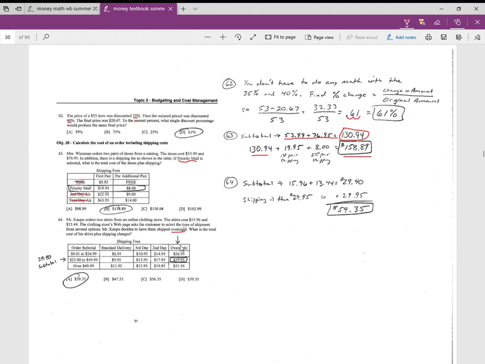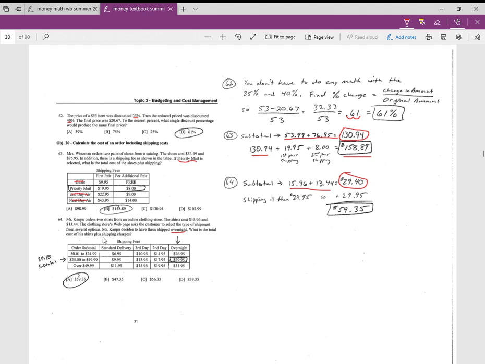So this one doesn't go based on how many items you have. It's going to be based on your order subtotal. First thing, he's buying 2 shirts, so just like the last problem, take the 2 items and add them up. This is your subtotal, $29.40. The last problem went on how many pairs of shoes you bought.